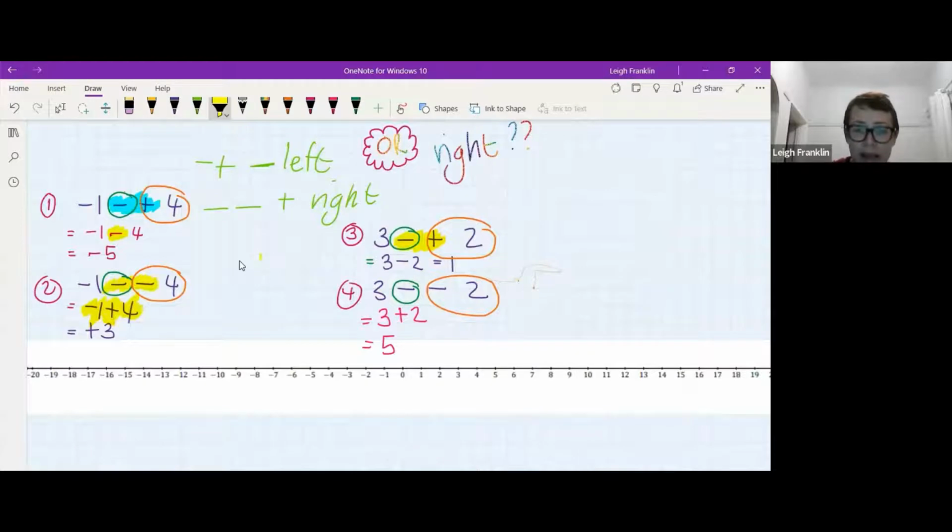Again here, we're starting at 3. When we subtract a positive number, we are subtracting. That means that we are moving to the left on the number line 2 places from 3 to get 1. And in the last one, number 4, when we subtract a negative number, we are in fact adding. So we're starting at 3 and we're moving 2 places to the right to get 5.